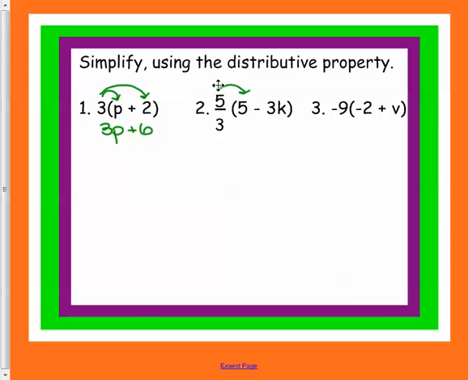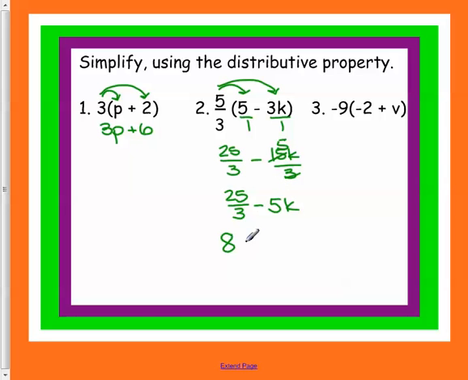Over here, we're distributing 5/3 to both. So 5/3 times 5 is 25/3 minus, because of 5/3 times a negative 3k. So if we multiply it, these 3's would cancel each other out. Or you would multiply straight across and then cancel them out. So we would be left with 5. So it's 25 divided by 3 minus 5k.